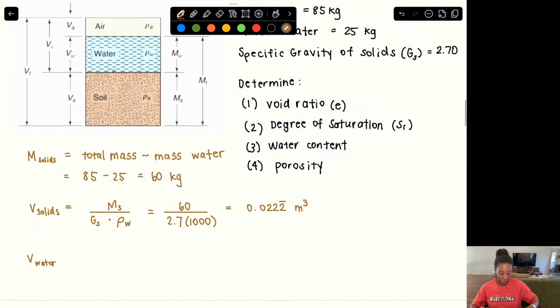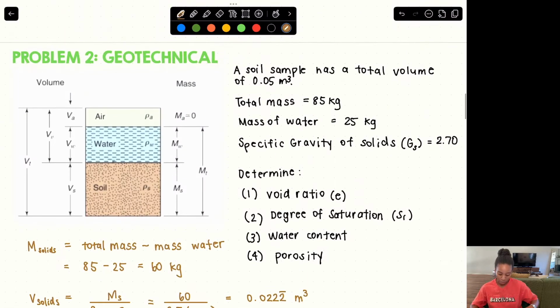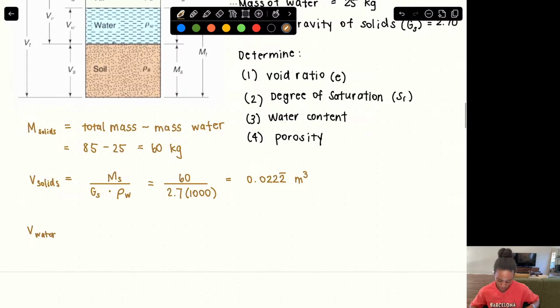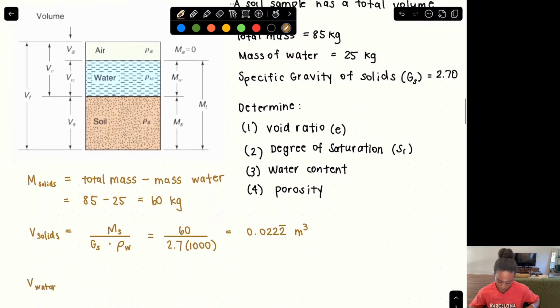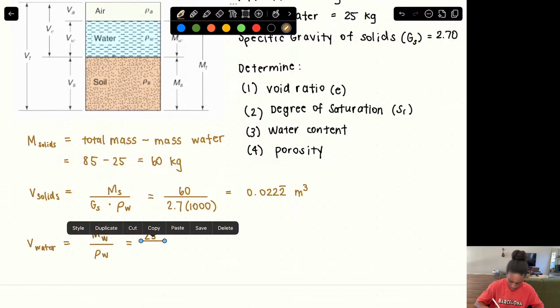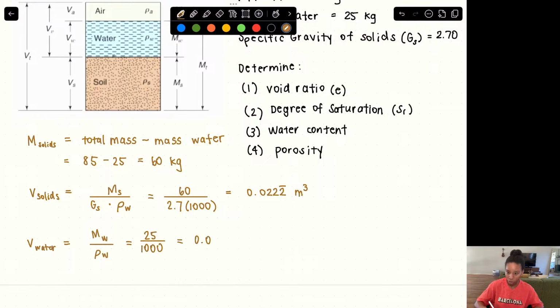So we're not accounting for air because nothing's given for air in the problem. So the volume of water is going to be the mass of water divided by the density of water, which equals 25 divided by 1,000, which equals 0.025 meters cubed.